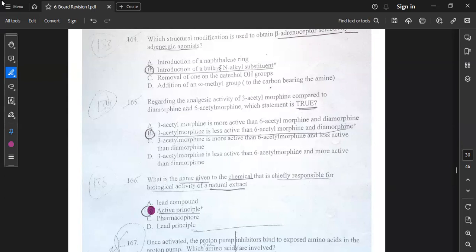Shrina, can you explain the diagrams? I don't know the explanation, but that is what I found. Okay, so basing off what we have, it has a relatively weak affinity to mu opioid receptors due to the acetyl group in the third position, and it is less active than diamorphine and 6-acetylmorphine.